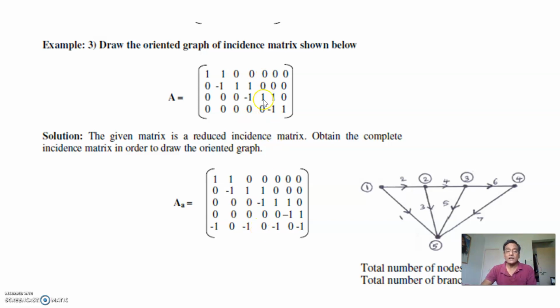And like that, here you can see 1 is there, and I have to add minus 1 here. So it becomes 0, minus 1. Similarly, already it is 0. I don't need to add 1 or minus 1 here. I have to add 0 here. Similarly, this addition is 1. To make it 0, I must add minus 1. So from the reduced incidence matrix, you form the complete incidence matrix. Now your job is to produce the graph.